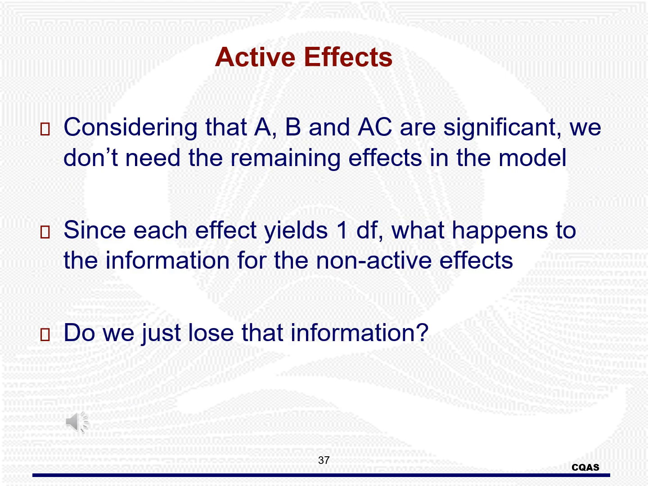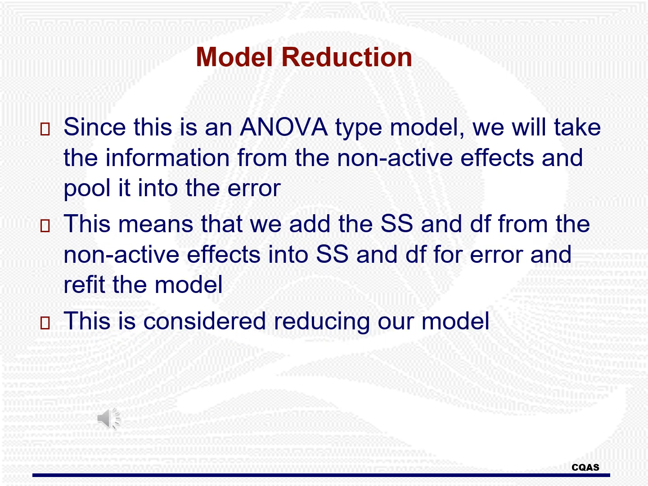Since the p-values are less than alpha, the active effects seem to be A, B, and AC. We will not need the other effects and hence will drop them from the model. Now what happens to the set of 1DF effects that we drop from the model? We will take that information from the non-active effects and pool it into the error. Then we refit the model. We call this reducing our model.